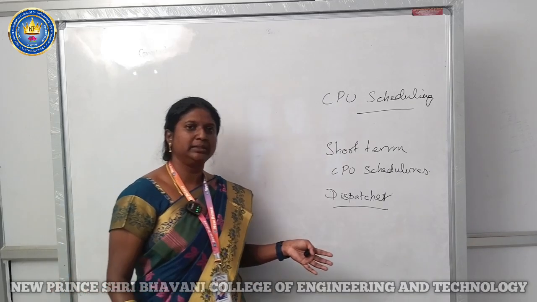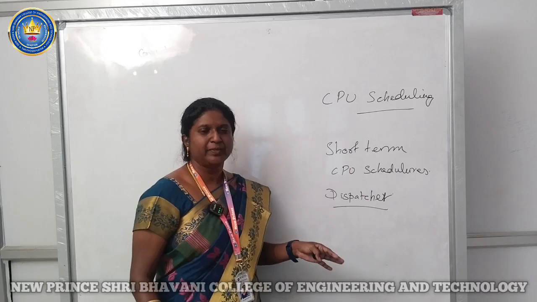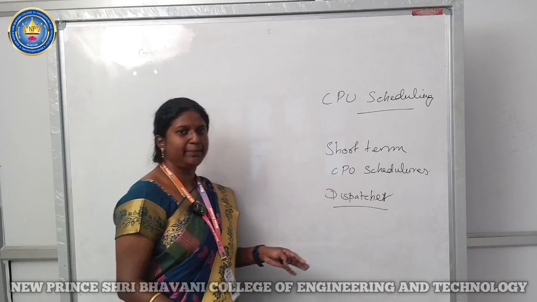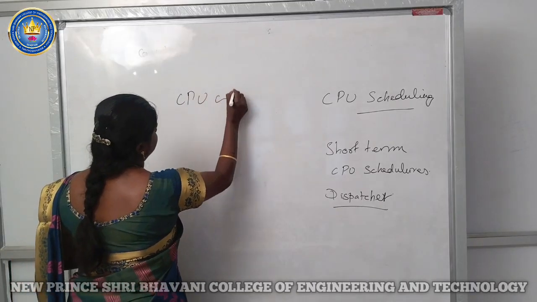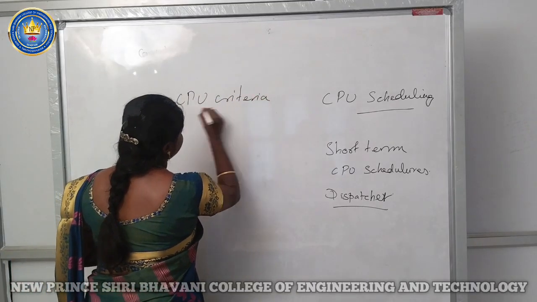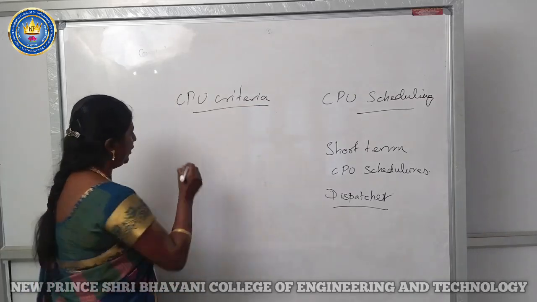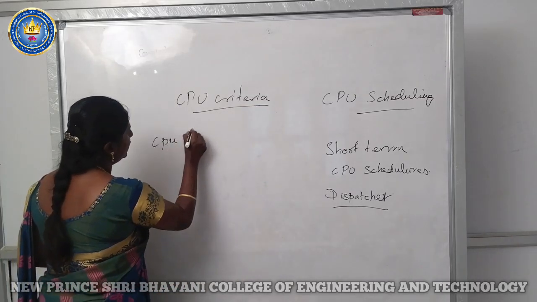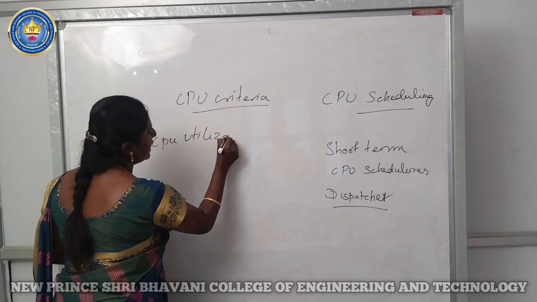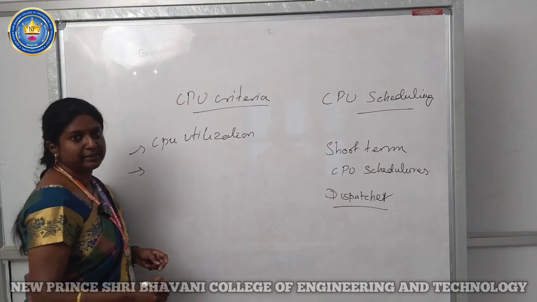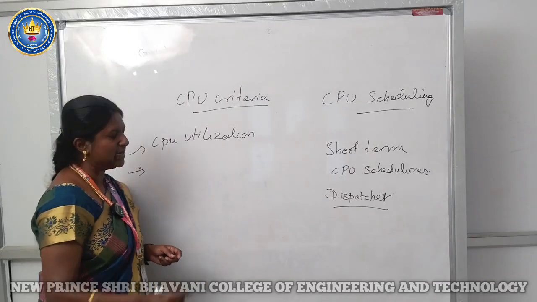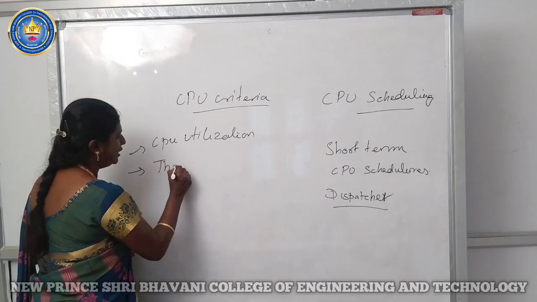Before going to the types of CPU scheduling, we have to see the CPU scheduling criteria. First, CPU utilization. CPU utilization means we have to keep the CPU busy. This is the CPU utilization. And then next we can see the throughput.